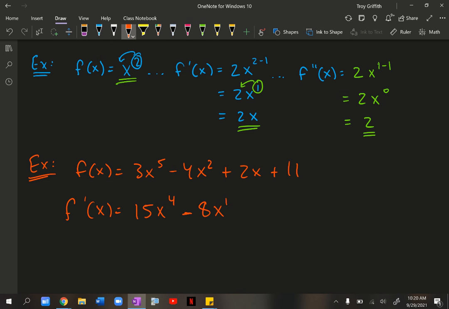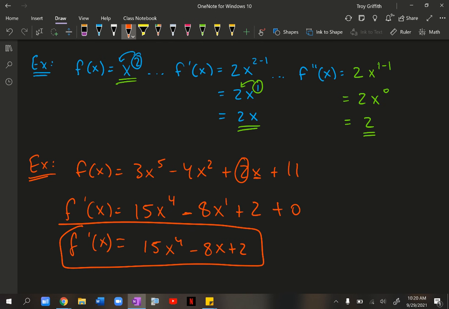Subtract 1 from the exponent. So this exponent is now 1. Then 2x: if I ever have one that just has an x, the derivative of it is just the coefficient. And then the derivative of 11 is 0. So if I wanted to simplify this a little bit, just write 15x to the 4th minus 8x plus 2. There's the derivative of f of x.